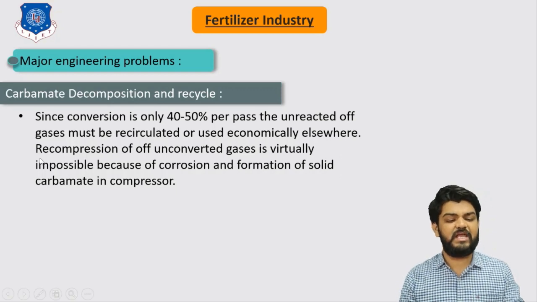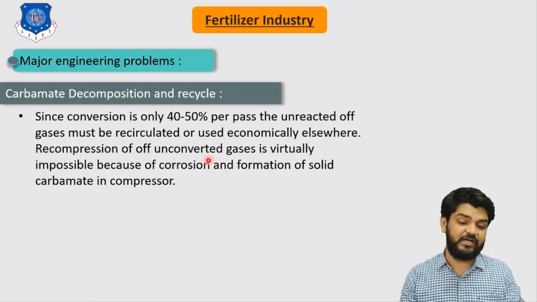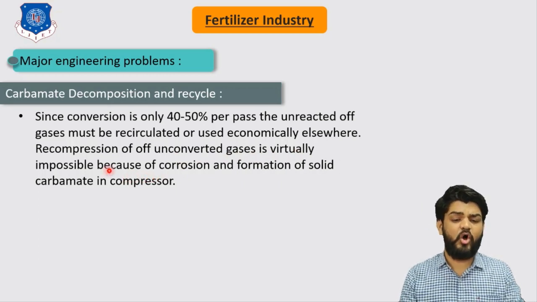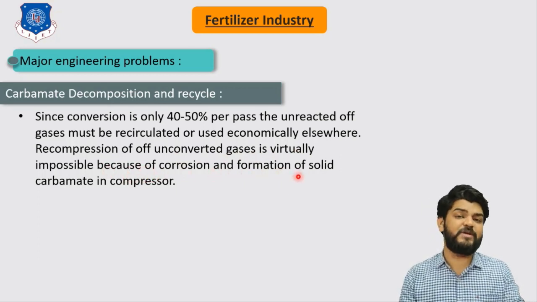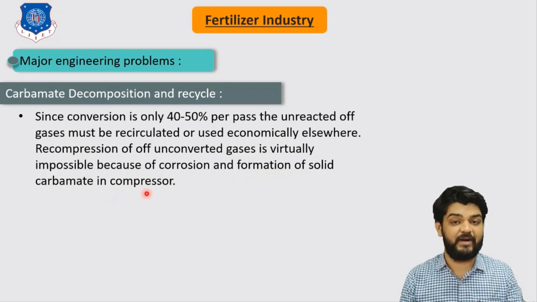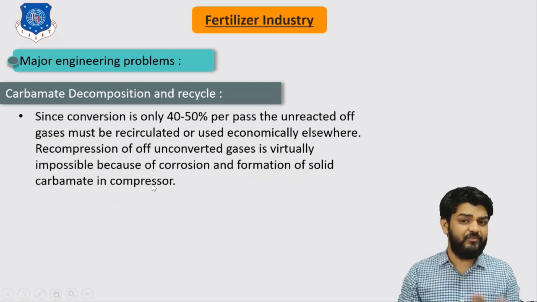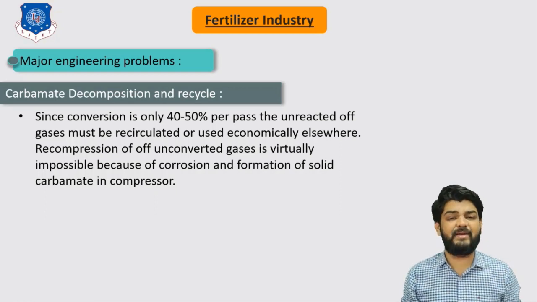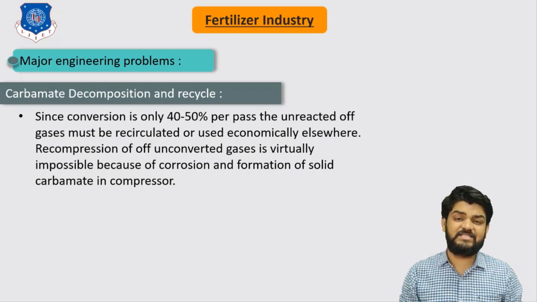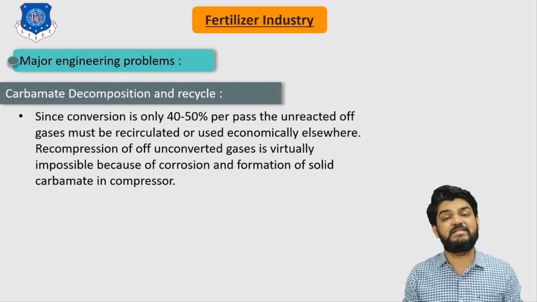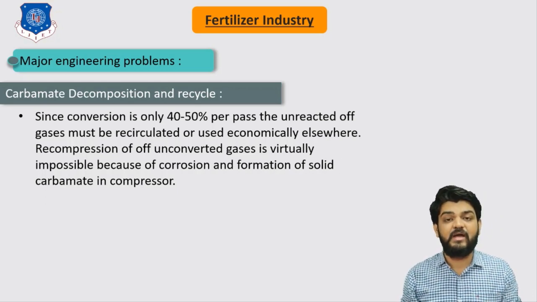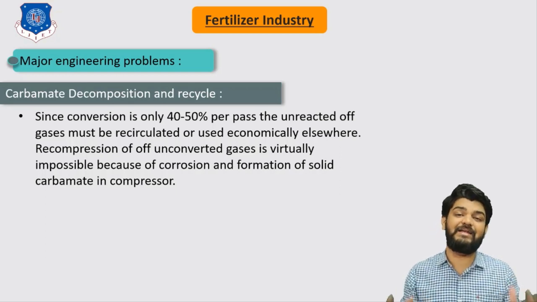The recompression of unconverted gases is virtually impossible because of high corrosion and formation of solid carbamate in the compressor. So we cannot always recompress all the reactant, right? We have to compress them only one time. If we try to recompress this reactant inside the compressor, it will decompose and form carbamate, which is highly corrosive and will corrode our entire compressor.